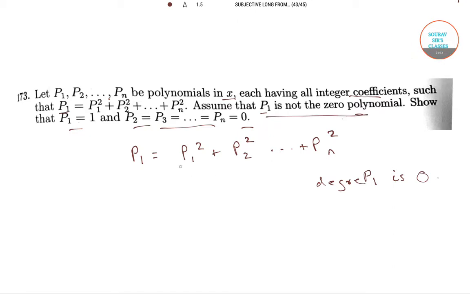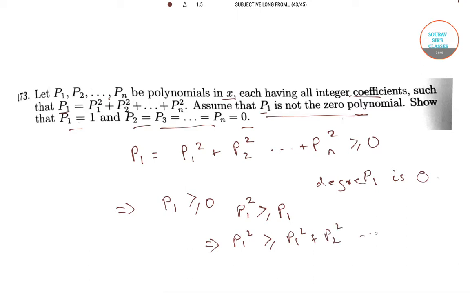Now P1 square plus P2 square so on till Pn square should be greater than or equal to 0, as the square values can never be negative. This implies P1 is greater than or equal to 0. Hence, P1 square is greater than or equal to P1. This implies P1 square is greater than or equal to P1 square plus P2 square so on till Pn square.